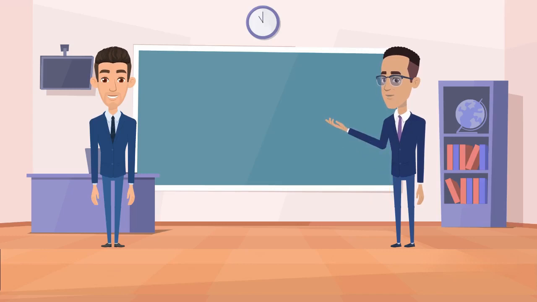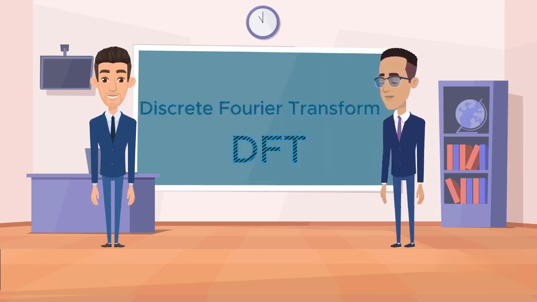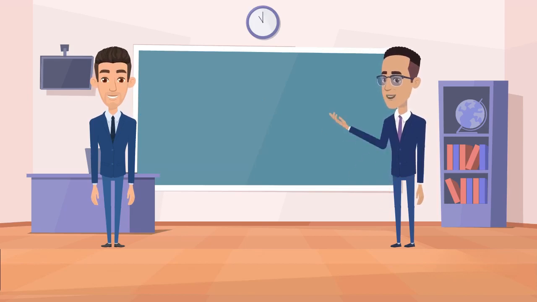Exactly, Arpan. Moving from continuous to discrete signals, which are more common in digital systems, we encounter the discrete Fourier transform or DFT. The DFT translates a sequence of discrete signal values into components of different frequencies. This is crucial because in the digital world, we work with sampled data.